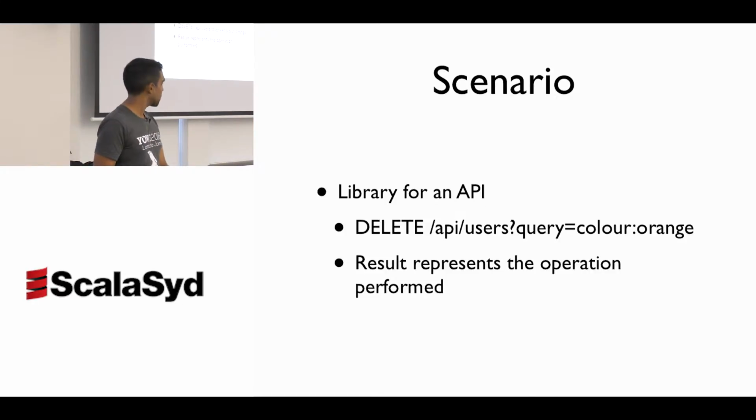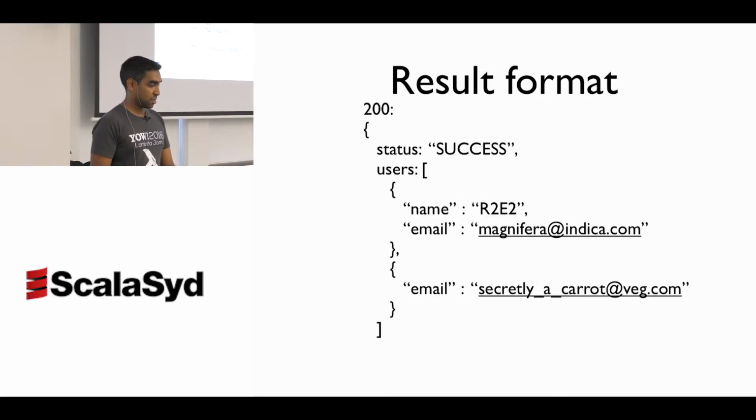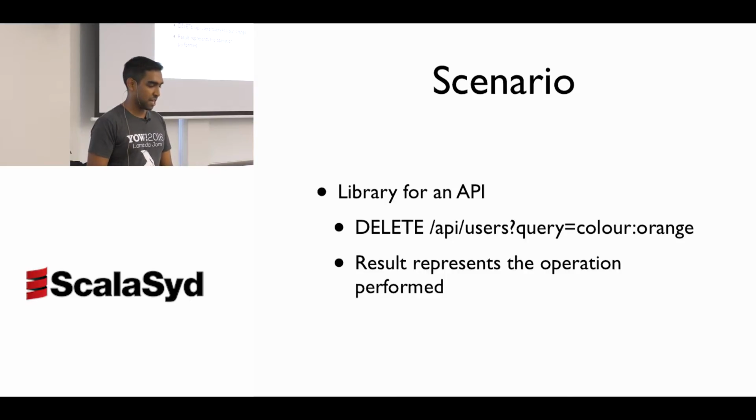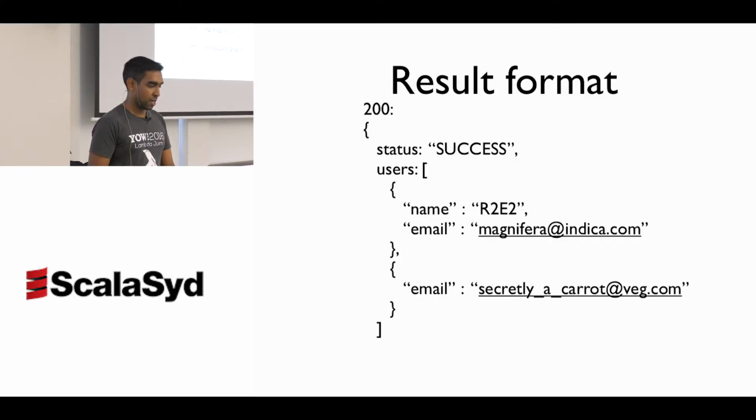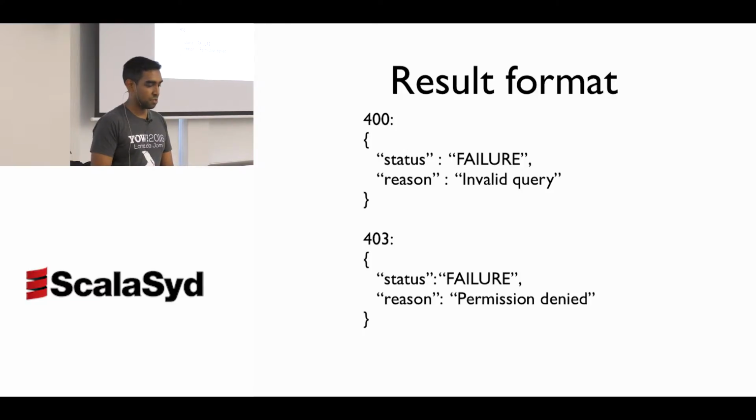So the scenario that we're going to start with is we've developed an API. It's a basic RESTful API. It has one operation, a delete. You can pass in some query parameters, and you get some sort of result back. The result can be a success, in which case you get a status saying success and a list of users, presuming that this delete API deletes users. The operation can also fail, in which case you get a status of failure, and you'll have some sort of reason as to why it failed.